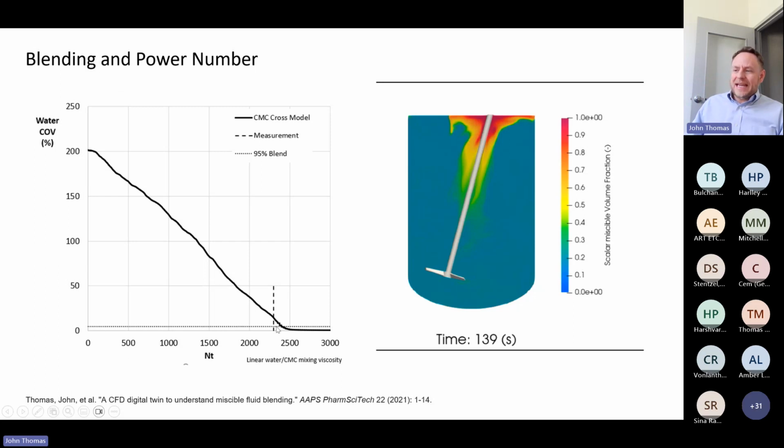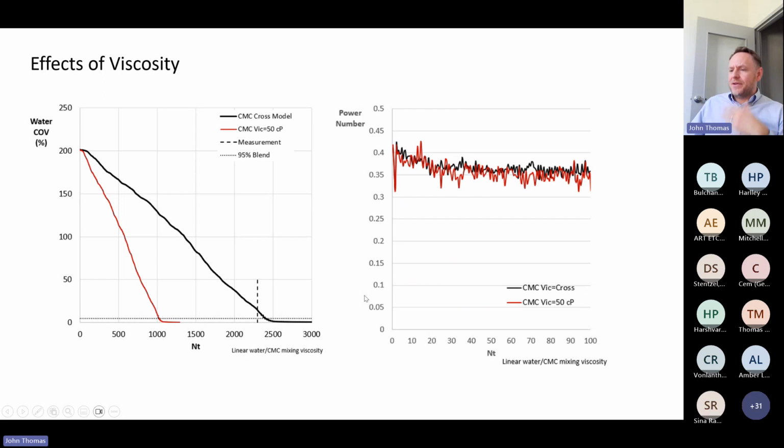But to be sure, the headline is that this thing takes thousands of impeller turns to blend, and we can predict that it's very different from the single fluid system. And here's why viscosity matters.